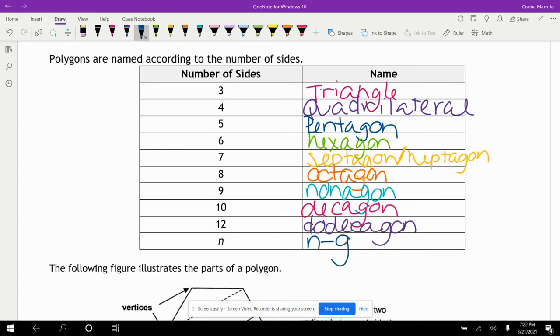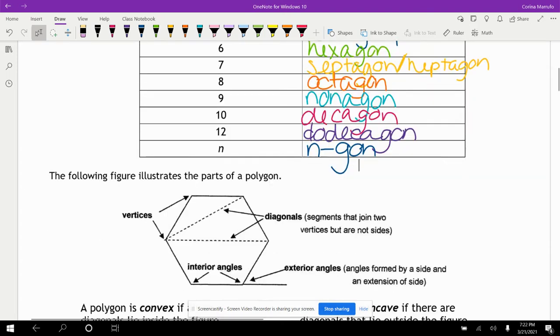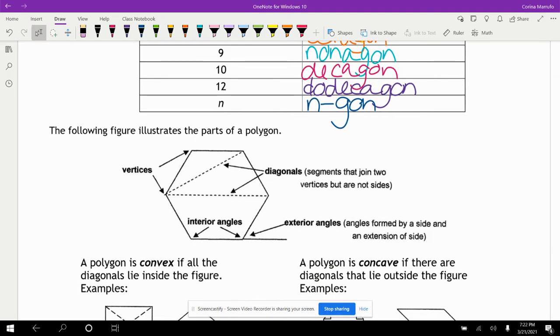Okay, so if it has 13 sides, it'll be a 13-gon. If it has 15 sides, it'll be a 15-gon. If it has 175 sides, it'll be called a 175-gon. Okay, so here it says the following figure illustrates parts of a polygon.